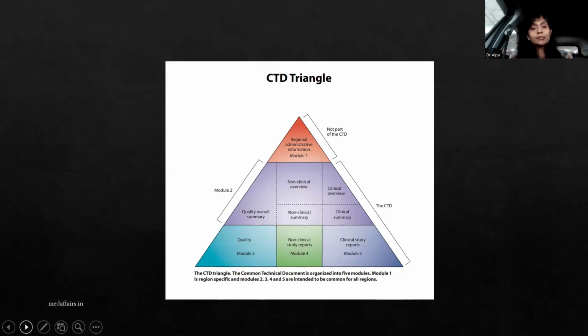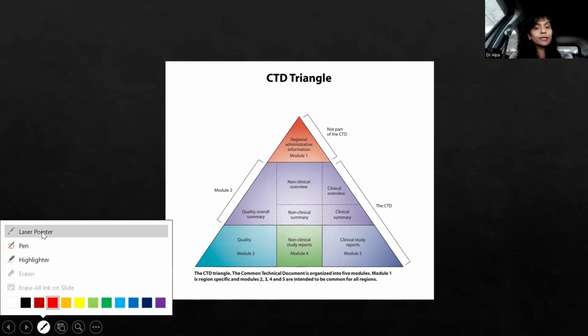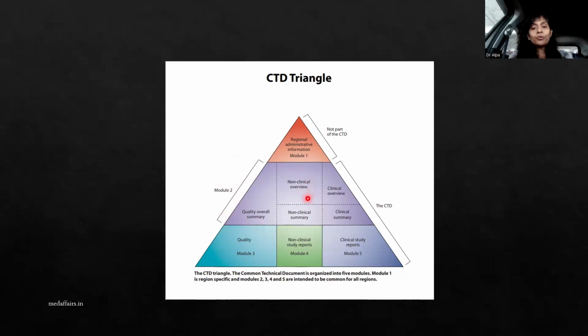So what exactly does it contain? Before we talk about the second module, let us see the third, fourth, and fifth modules at the base of this pyramid. Module 3 is talking about the quality parameters of the drug. Module 4 is talking about the non-clinical study reports from the investigator's brochure, right? And module 5 is talking about the clinical study report, the CSR.